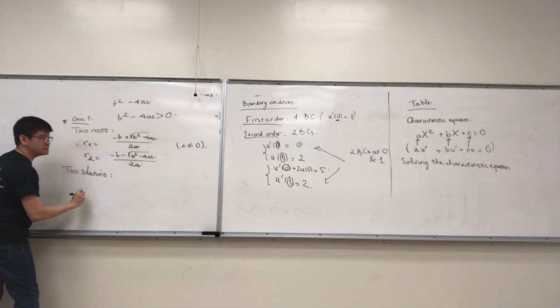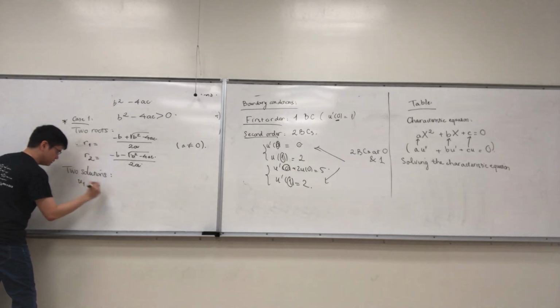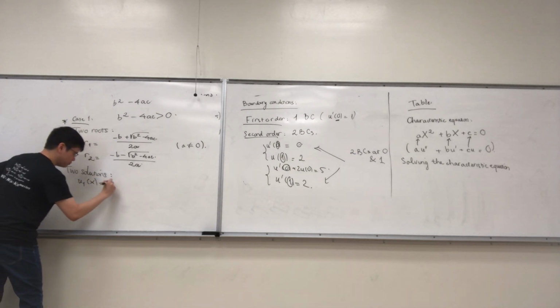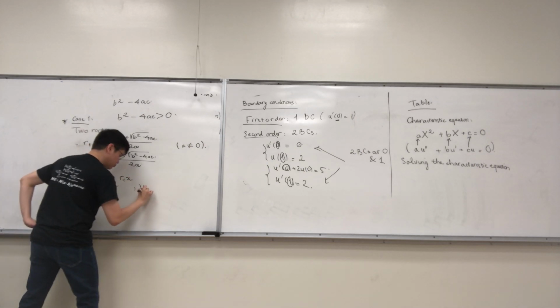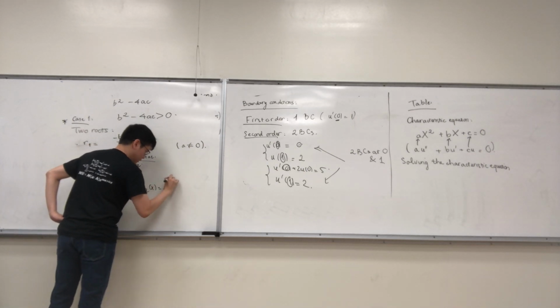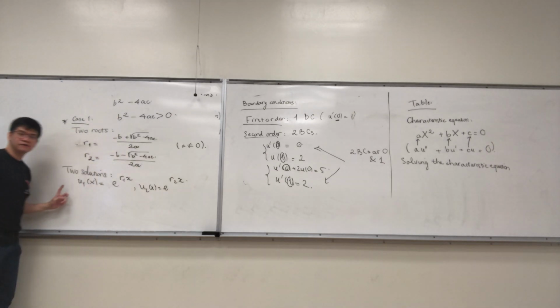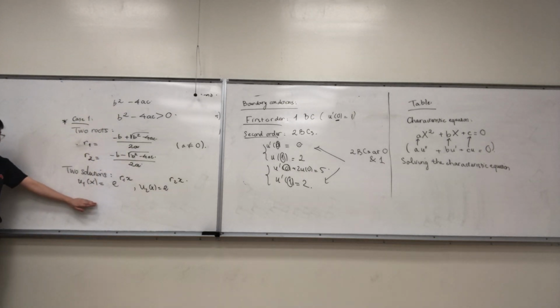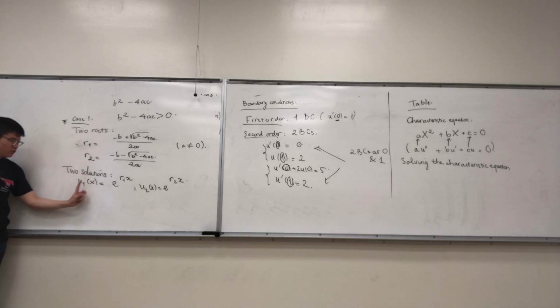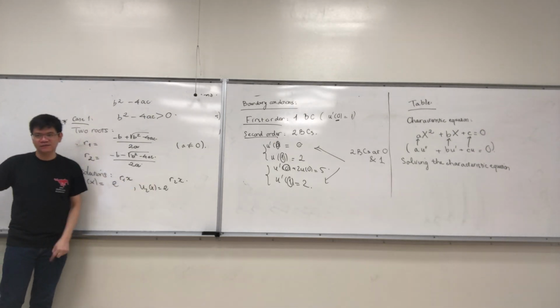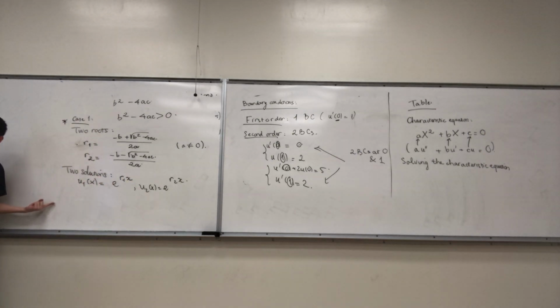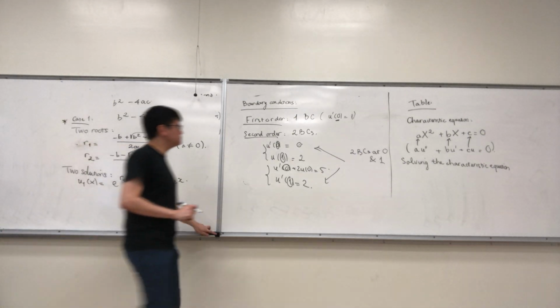The first one is u1 of x is x e to the r1x, and u2 of x will be e to the r2x. Alright? So then you're gonna find two solutions. u1 is e to r1 of x, u2 is e to r2 of x. What do I mean by two solutions?